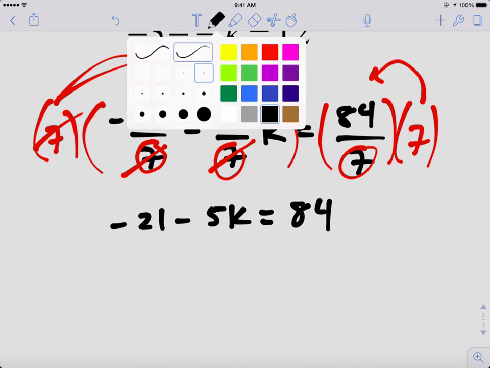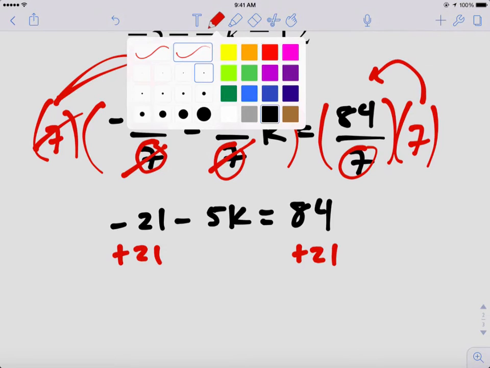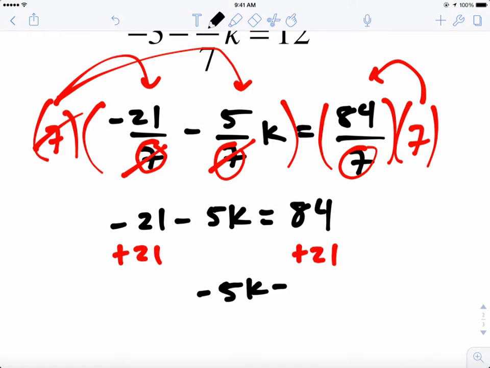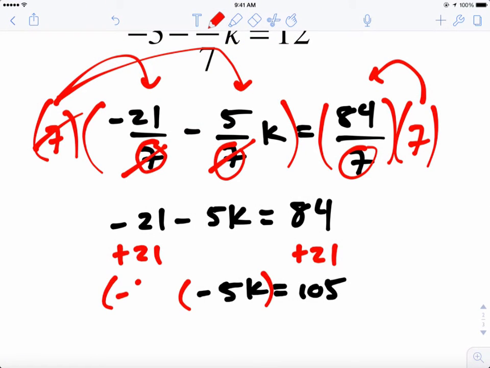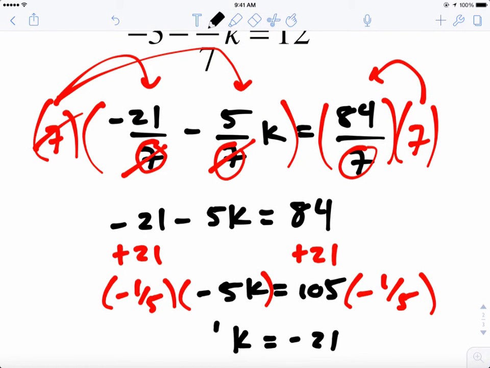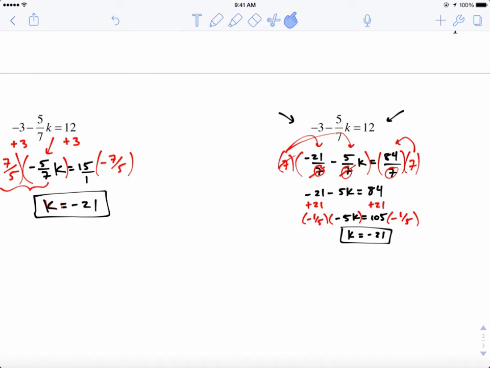And from here, we are just going to add 21, and negative 5 times k is equal to 105. If we multiply both sides of this equation by negative 1/5, we end up with the solution, k equals negative 21. Is that the exact same number that we had before? Indeed it is.